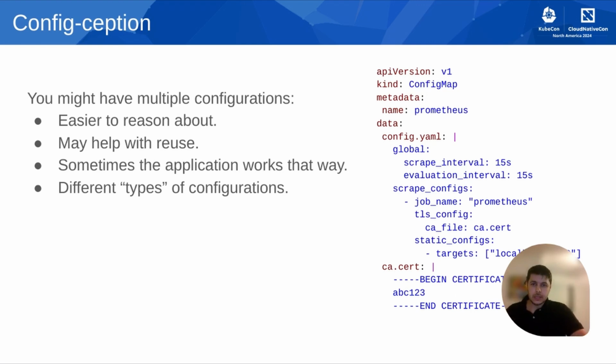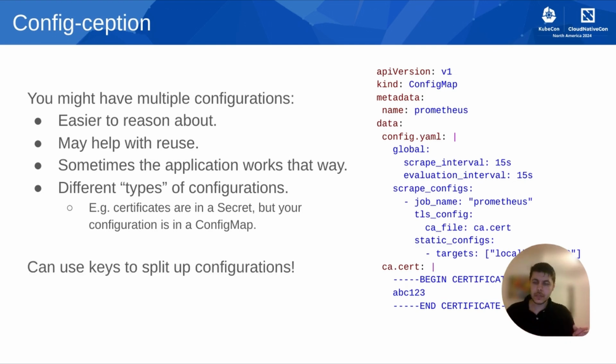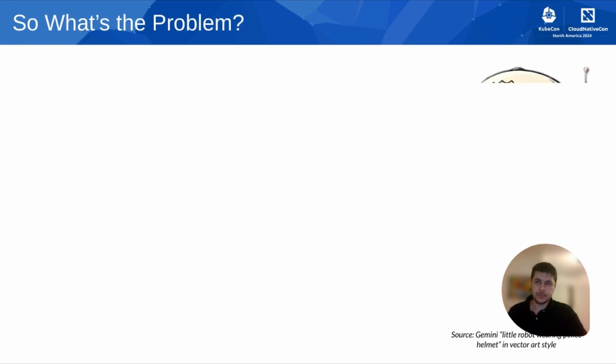And finally, there's different types of configurations occasionally. In this example, I put everything into a config map. However, a certificate is usually a secret, so you can have your main configuration in a config map and your certificates in a secret. As I mentioned before, you use the keys to split them up, and when you mount them, they each translate into individual files. From here on out, I will be calling this concept aggregation, because you're taking all these individual configurations and aggregating them together into one config map resource. So what's the catch?